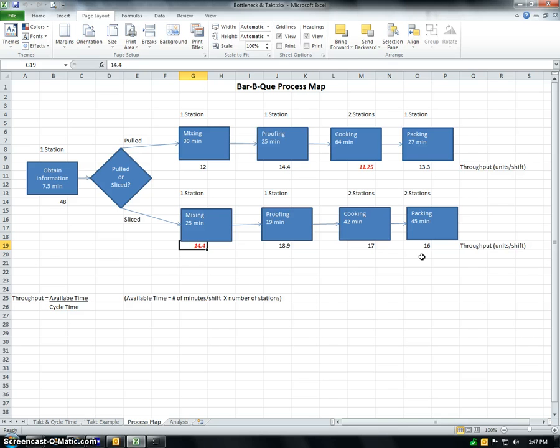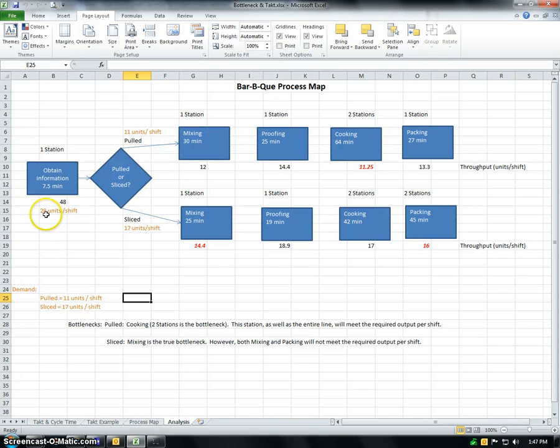So now you want to know, is that fast enough? Well, that depends on what the demand is. So now we've got to get our takt time and our demand put into this process map to figure out, is this fast enough? Maybe this is fast enough. If we only need 10 orders per shift on the pulled line, and we only needed 14 orders per shift on the slice line, then this would be fast enough. Even though you have a bottleneck, it's faster than your demand. So we need to know what the demand actually is.